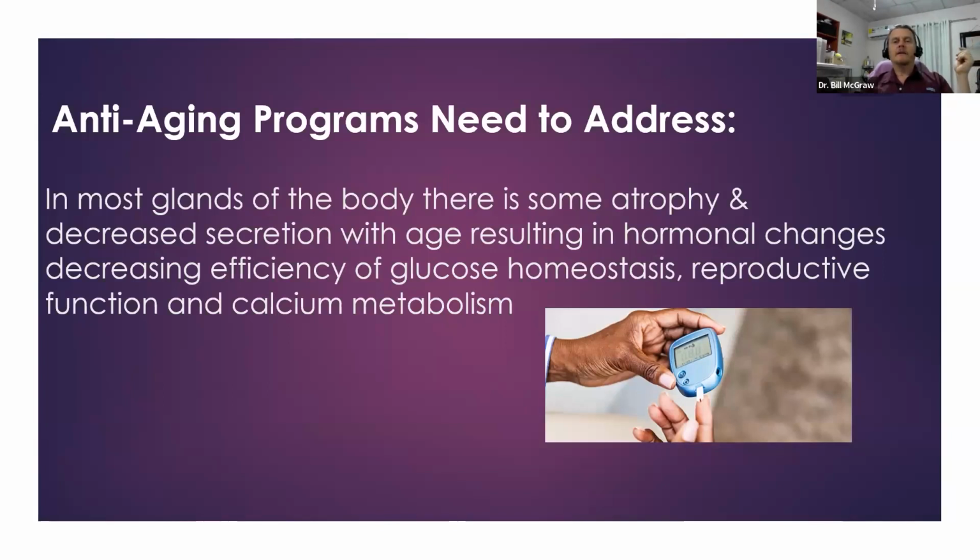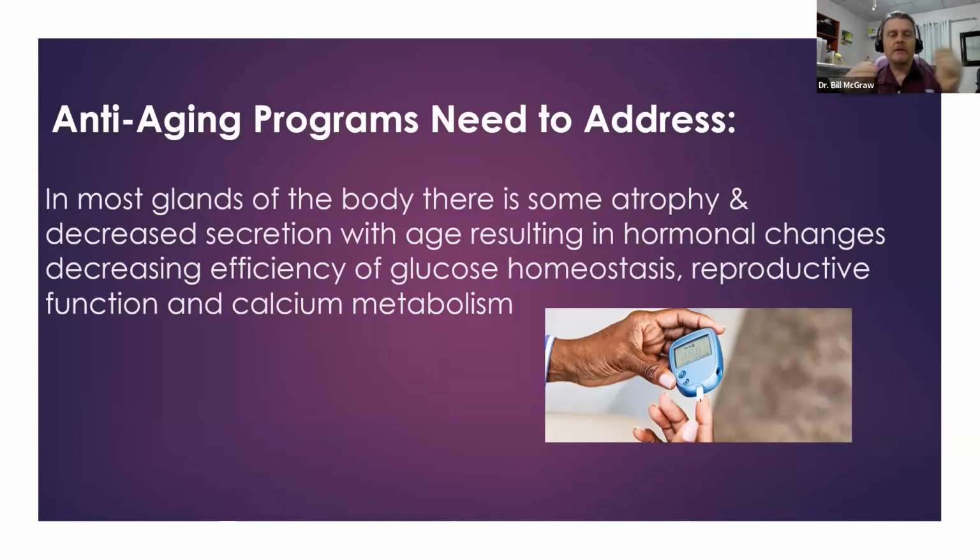What about the glands? Well, the glands go through some atrophy or decrease in size with decreased secretion with age, resulting in hormonal changes. Menopause. How about that? Decreasing hormone production in elderly, such as testosterone in males. So they also decrease the efficiency of glucose homeostasis, the ability to maintain proper glucose levels in the blood. Type 2 diabetes is much more prominent in the elderly. So reproductive function and calcium metabolism is also affected. But again, we have programs to treat these imbalances.